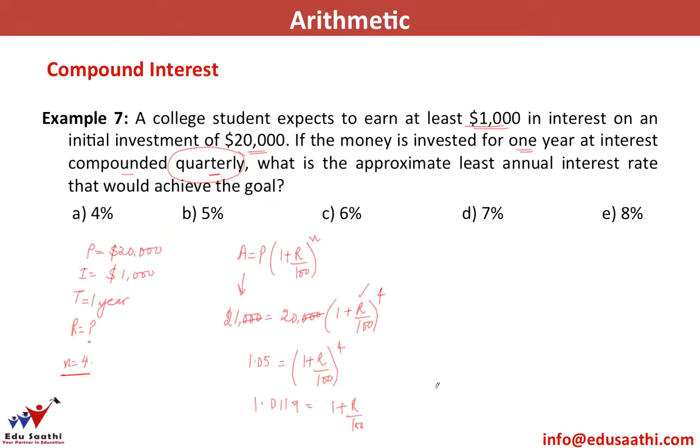So subtract 1, the value of r by 100 would come out to be 0.0119. So if I multiply it with 100, I am getting a value of 1.1%. So this is a quarter rate. So an annual rate will be 4 into this. So 4.4% has to be the minimum rate that has to be offered. With the 4%, I cannot get my answer because it will be less, and I need at least, so I need more than that. My answer would have been 5%.